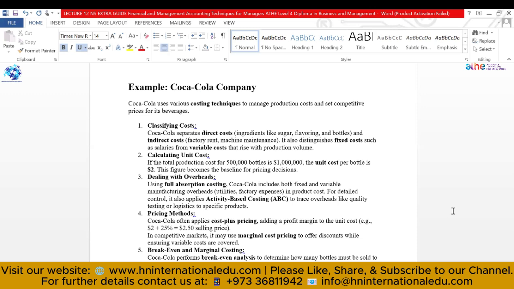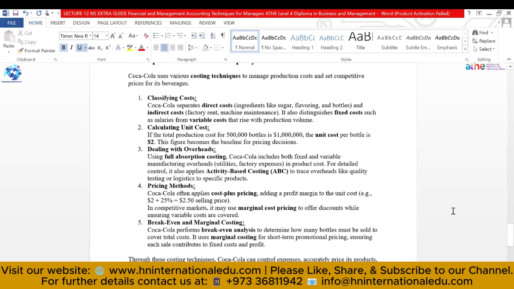It does affect. Calculating the unit cost: if the total production cost of 500,000 bottles is 1 million, the unit cost per bottle is $2. That figure becomes the baseline for the pricing decision. Maximum, this is going to be the limit. Dealing with the overheads, using full absorption costing, Coca-Cola includes both fixed and variable manufacturing overheads, that is utilities, factory expenses, and product cost. For detailed control, it also applies activity-based costing to trace overheads like quality testing or logistics to specific products as well, different variants of the Coke.